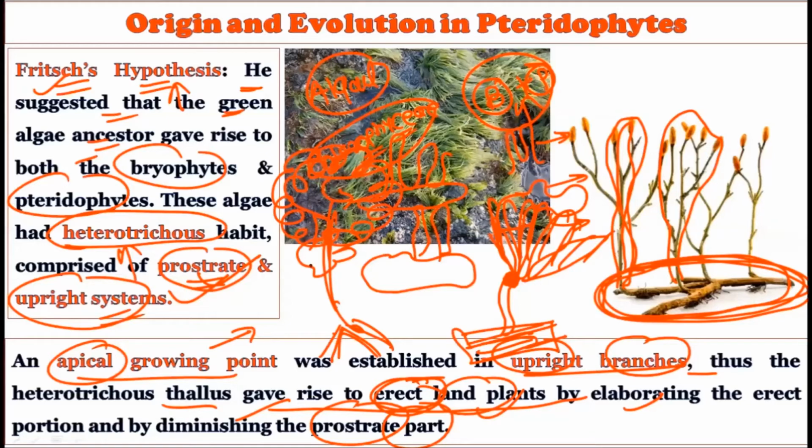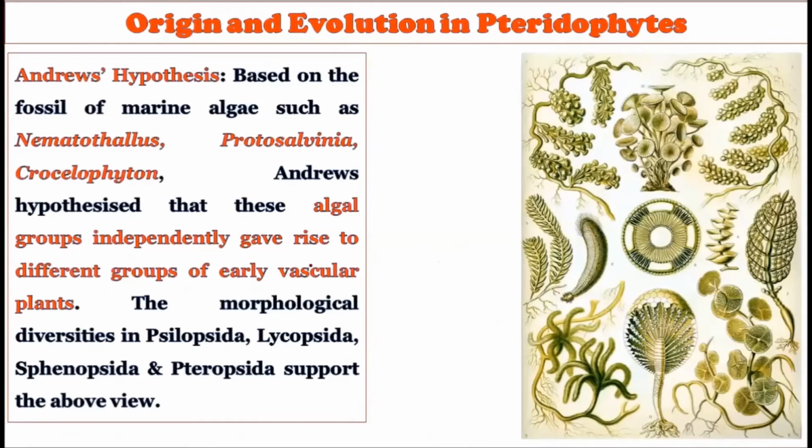Okay, so this is how the pteridophytes or the bryophytes evolved from the green alga. This is according to the Fritsch hypothesis. So Fritsch is also supporting the algal origin. All right. Now consider the Andrews hypothesis. He is also suggesting that the pteridophytes or the bryophytes evolved from the algae.